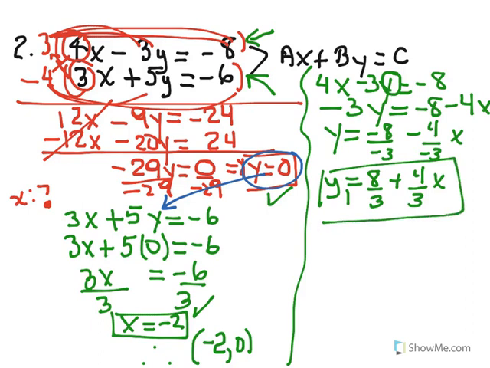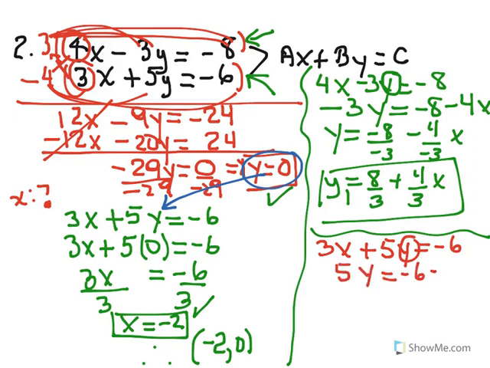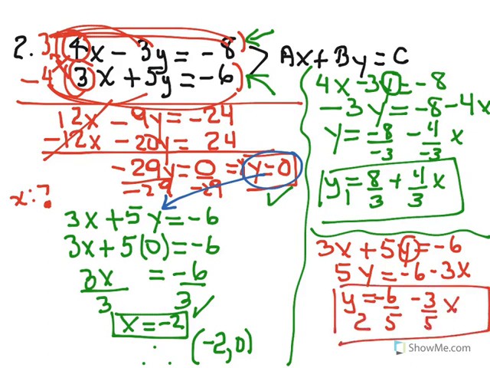Now, how do I represent equation number 2 in the graphing calculator? Let's see. Equation number 2 is 3x plus 5y equals negative 6. If I'm going to solve for y, again, I subtract 3x on both sides, and then I divide by 5. So that will be negative 6/5 minus 3/5 x. And then that is my y2.